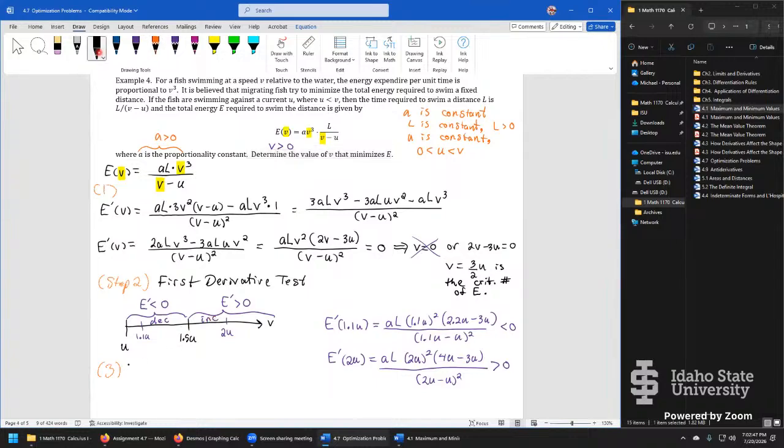So we can say the absolute minimum of E, you could say energy expenditure here, but it's defined in the problem. That's what E is meant to be, so you can always use that as a shorthand if you like. We'll go with the shorthand. The absolute minimum of E, energy expenditure of the migrating fish, is at V, the velocity of the fish, which was 1.5 times the speed of the current it's swimming against.